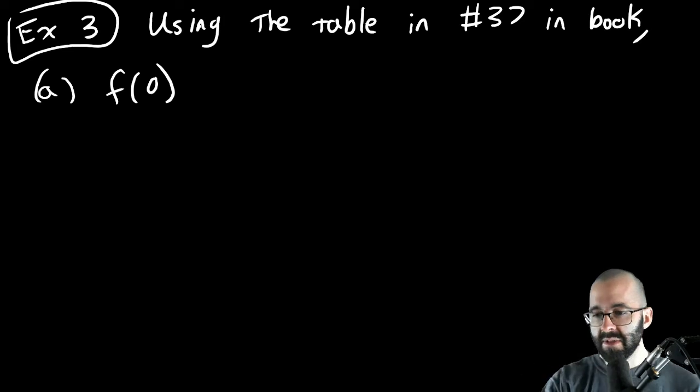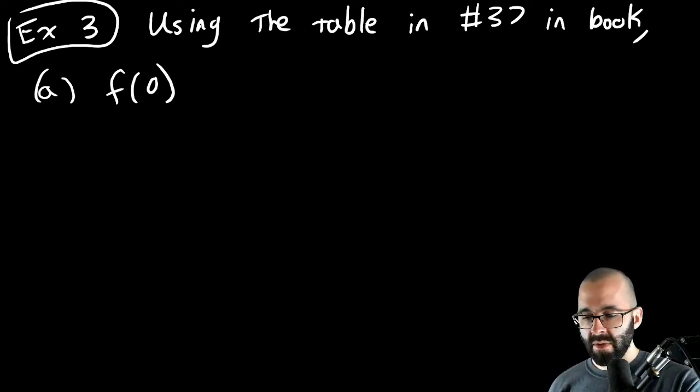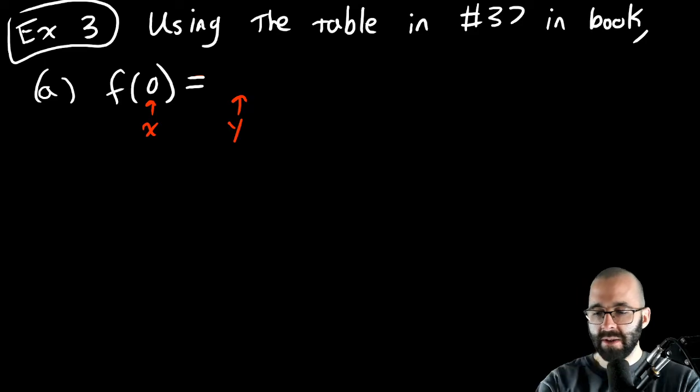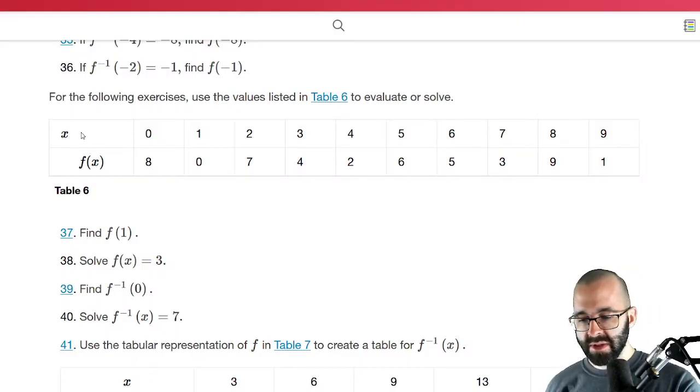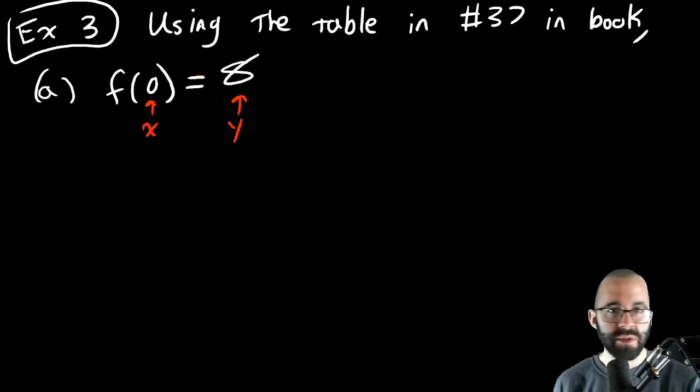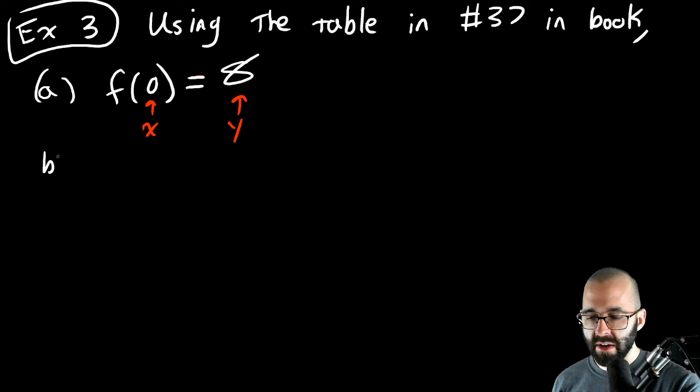Otherwise, it wants us to find f of 0. So again, that is our input, our x. When x is equal to 0, we're looking for what our output is equal to. When x is equal to 0, what is our output, our y? So you go to our table, say, okay, x is equal to 0 right here. The output, the function value, is 8. So we say f of 0 equals 8. We've done this before. Nothing new so far.